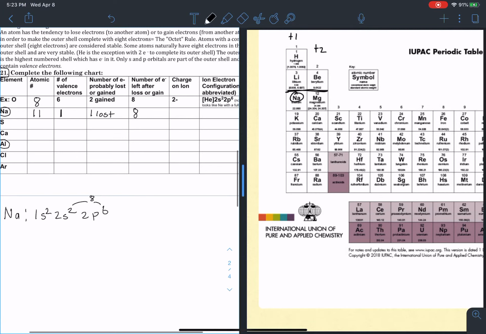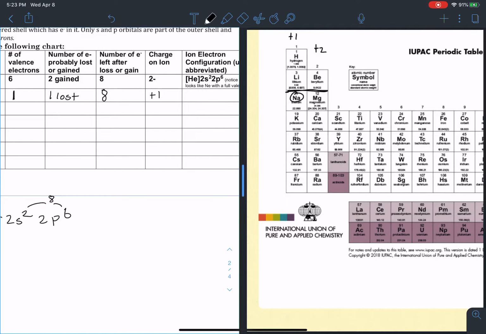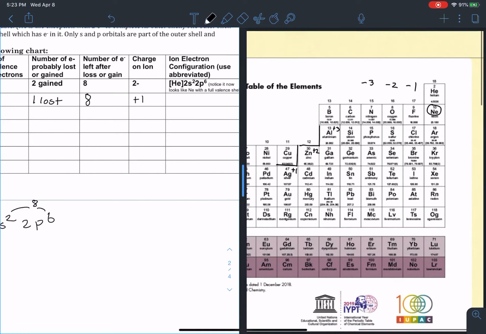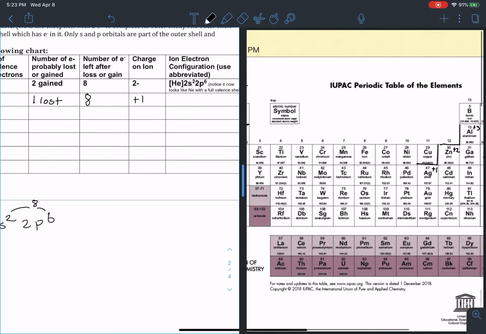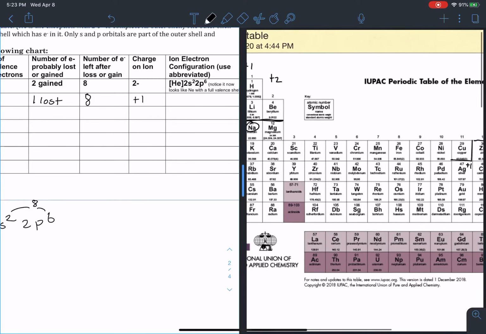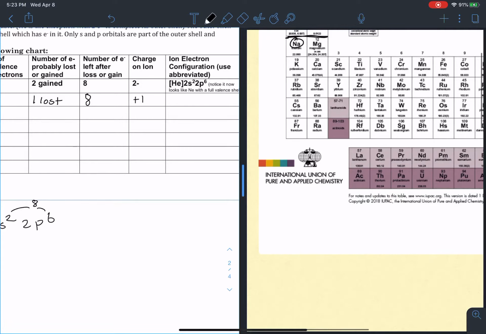We'll just have a +1 for the charge here, and if we write the shorthand, we'll see that the one above sodium is just going to be neon, but it has the exact same thing as neon, so the abbreviated ion electronic configuration for sodium would just be neon, and you would write it just like that.